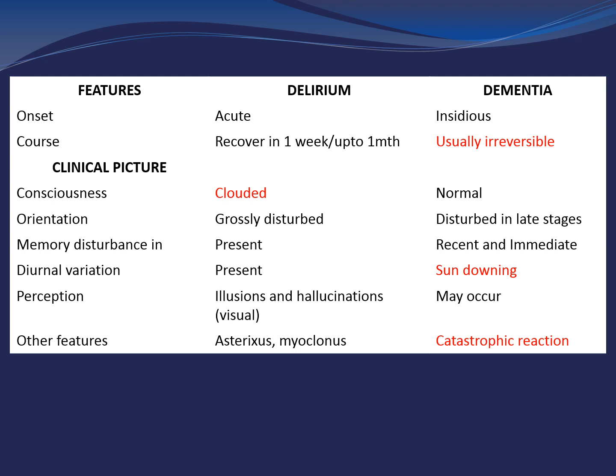Now diurnal variation such as sundowning is significant in dementia, especially the Alzheimer's type. However, it can be present in delirium. Now perceptual disturbances are more common in delirium, and other features such as catastrophic reaction is more common in dementia as compared to delirium.